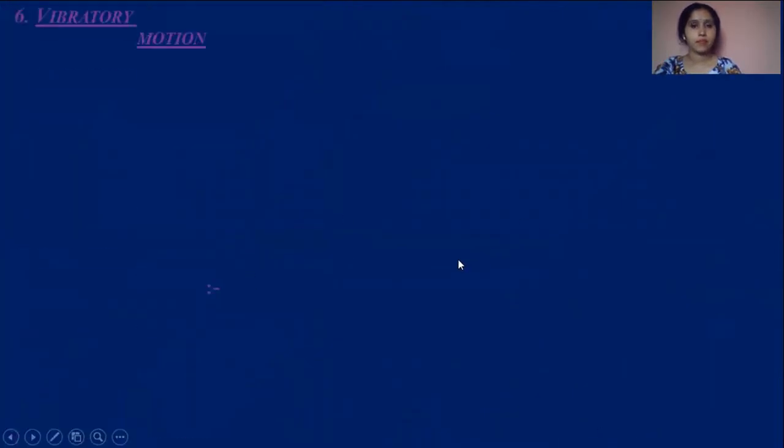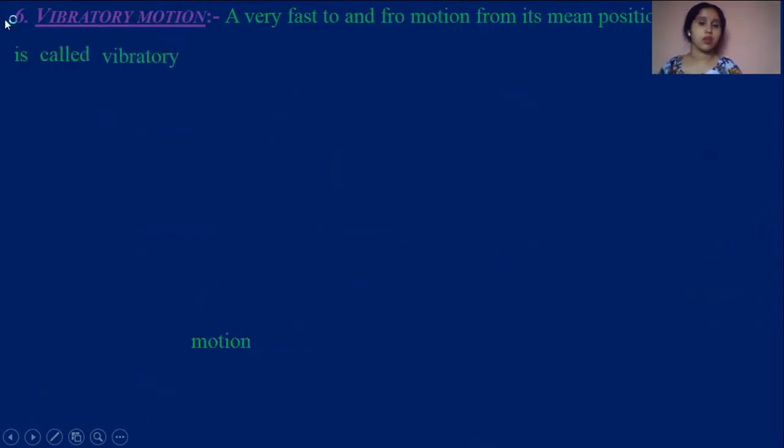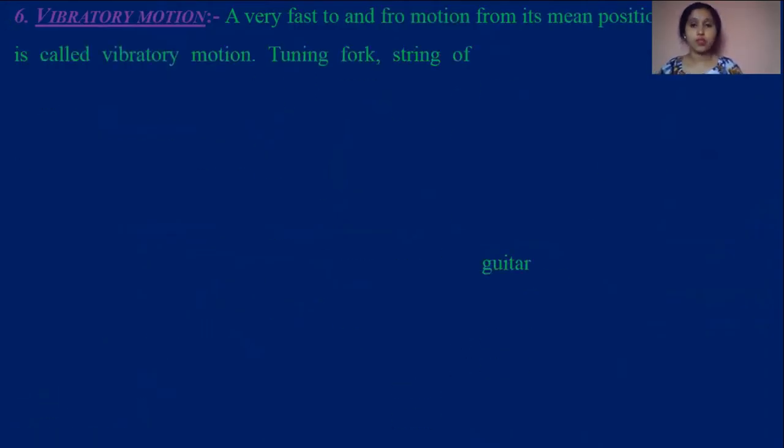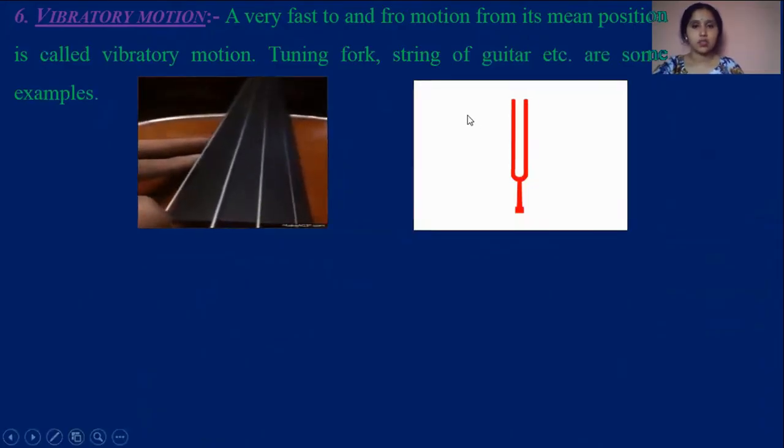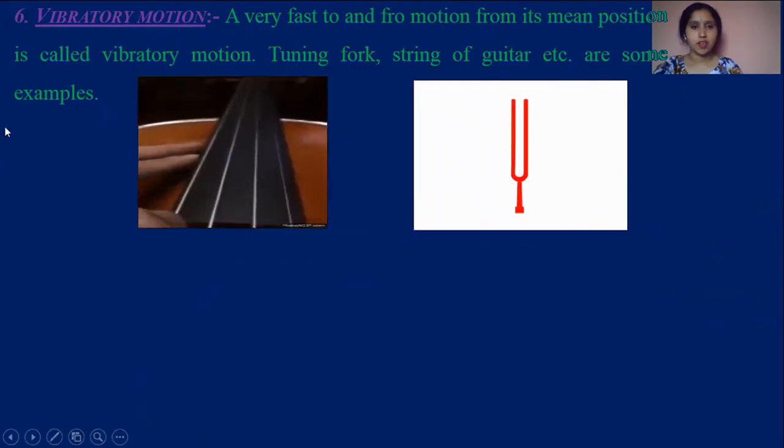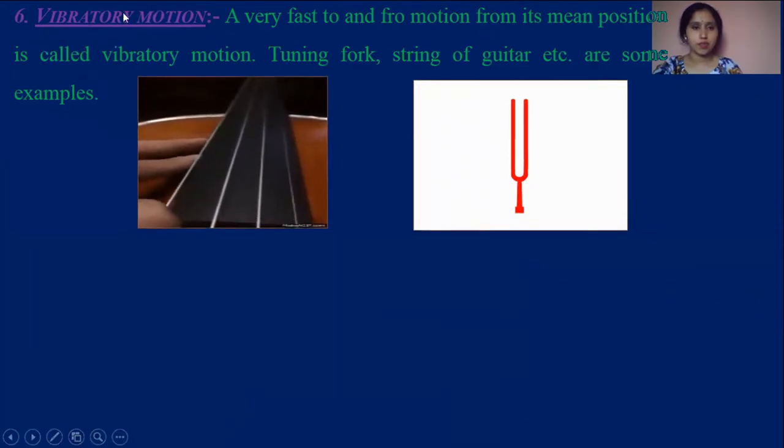Now there is another type of motion, vibratory motion. A very fast to and fro motion about its mean position is called vibratory motion, like a tuning fork, string of a guitar, etc. There are some examples which produce vibratory motion.